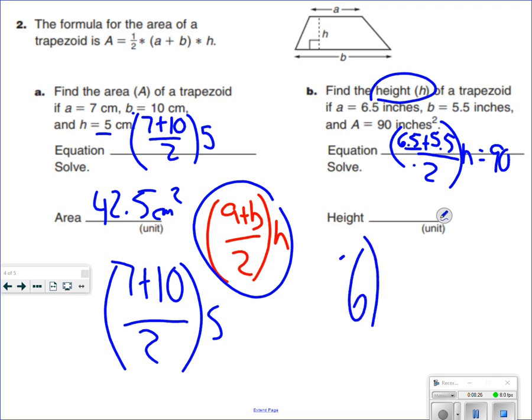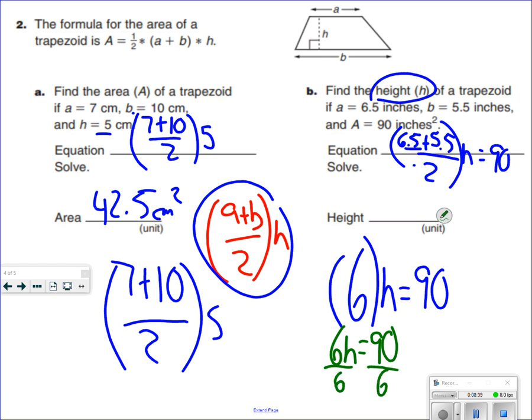Now I have 6 times an h equals 90. Well, if I keep working this problem out, it's 6 times h is 6h equals 90. And this is basic, easy math. Divide by 6, divide by 6. On your calculator, go ahead and do it. Some of you might already know the answer mentally. 90 divided by 6 gives me 15 for an answer, so my height is 15 inches. It's not squared because it is height, so it is just simply inches there.